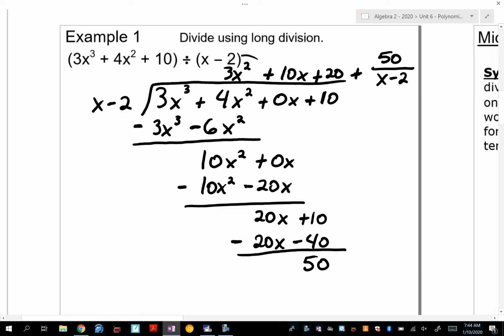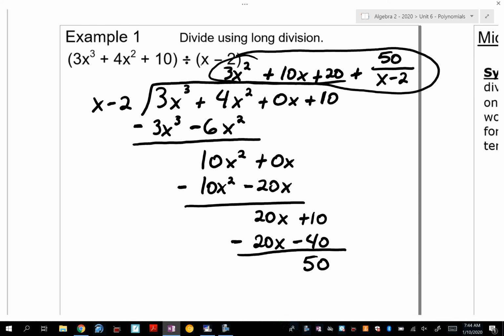Plus 50 over the divisor x minus 2. And that is called the quotient. Right, Zach? Oh my gosh, that was fun. Now, who wants to do that again? No one, right? Most students don't want to do that again. Do you want to learn a faster way?